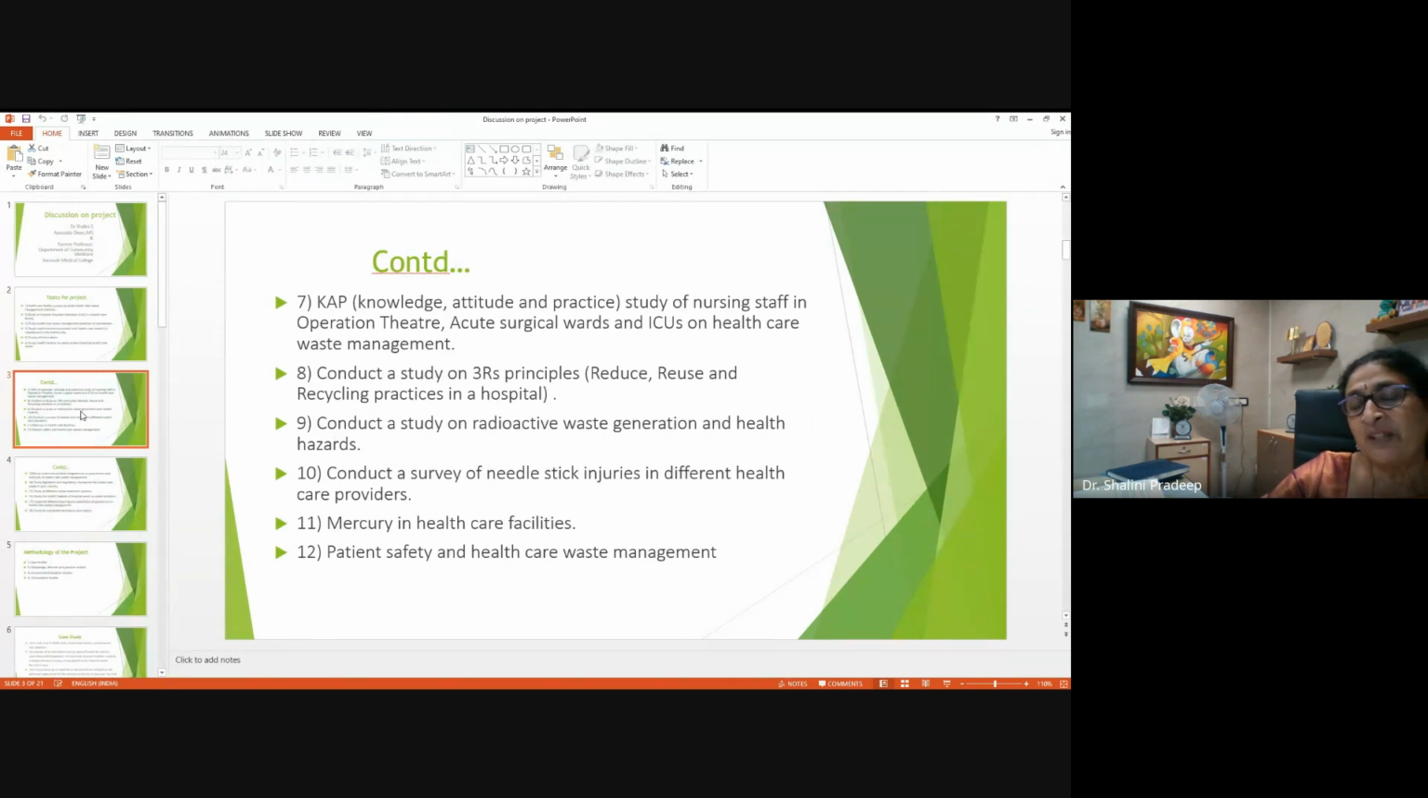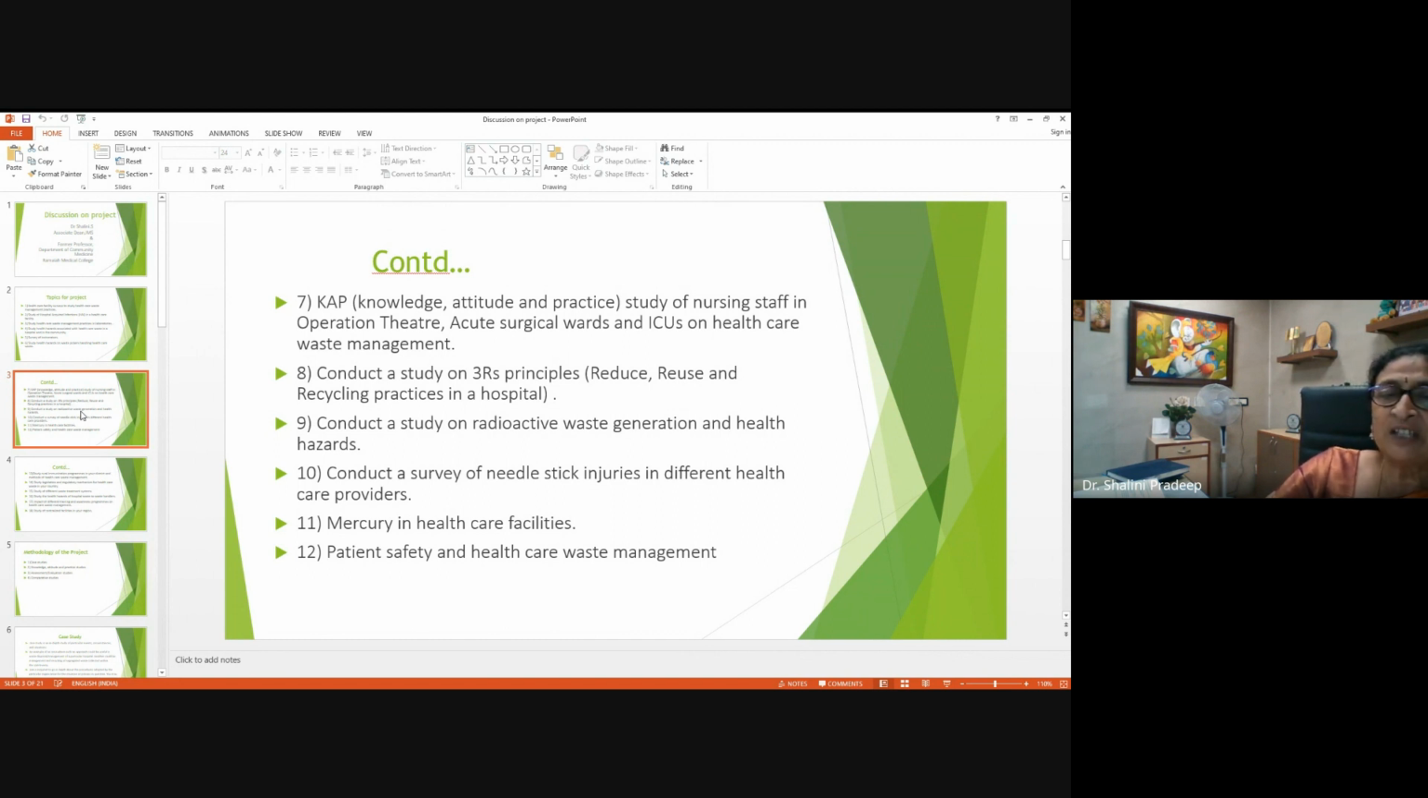See, a KAP study can also be done, knowledge, attitude, and practice. You can do that on their knowledge about healthcare waste, what is their attitude, what are their practices. It could be done in the operation theater, surgical wards, ICUs. These are the important areas where the waste generated is more, isn't it?